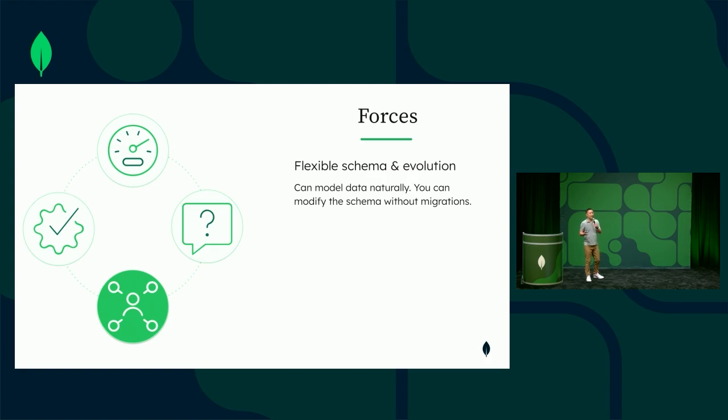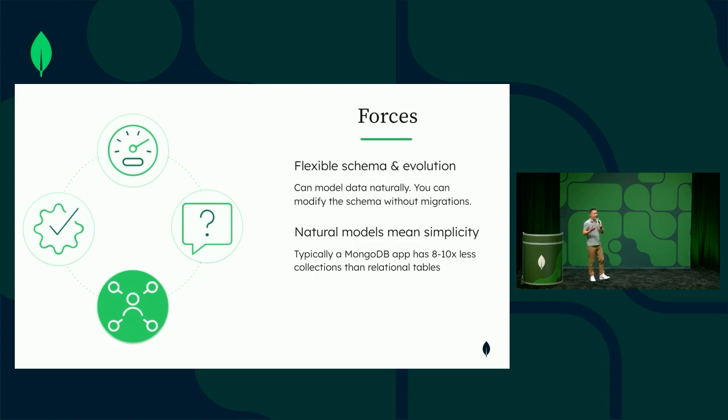So what are the forces here? First of all, flexible schema is great. That means you can model your data naturally with arrays, with subdocuments, and with key value pairs. It can also be tables. And you can modify your schema without any database downtime. Like if any of you use a relational database, you will know how difficult it's going to be to add a new column to a table. And at the same time, the natural model also means simplicity. Compared to a relational database, typically a MongoDB application has 8 to 10 times fewer collections compared to tables.